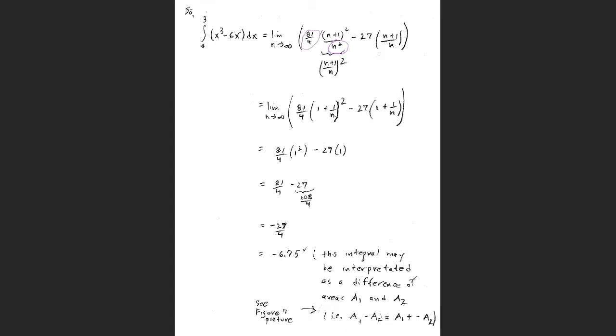Okay, good. So it turns out that our definite integral is going to equal -27/4, or -6.75. And that is if the integral may be interpreted as the difference of those areas A1 and A2. Or you could think of that as A1 in the picture.